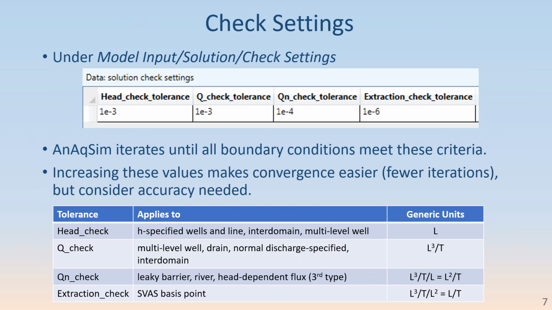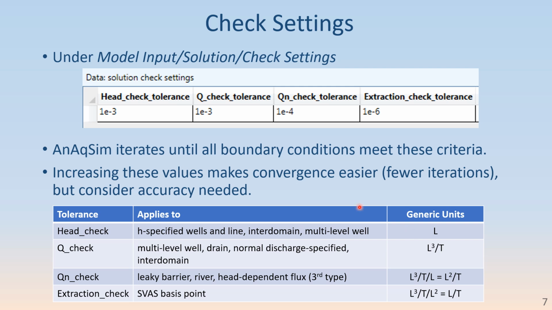When Anaqsim solves a system, it continues iterating until these check setting conditions are met at every boundary condition. And basically, there are different values for different kinds of checks. The head check tolerance is in length units, and that is if you specify a head, say at a line boundary, at each control point, how close does it have to get to the specified head? And that's what this parameter is.